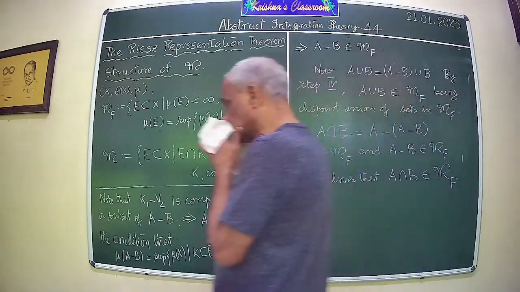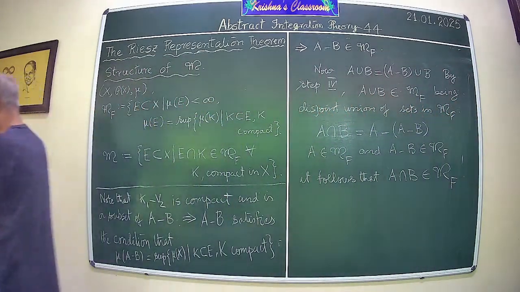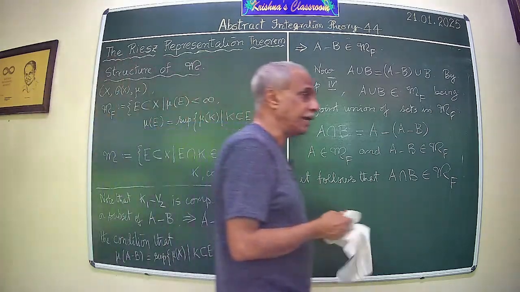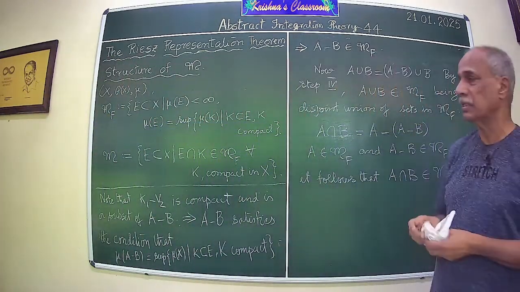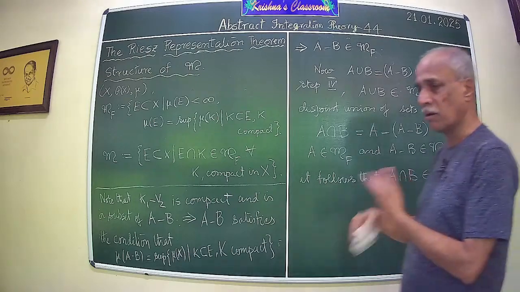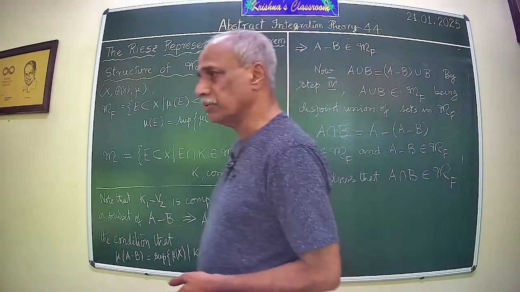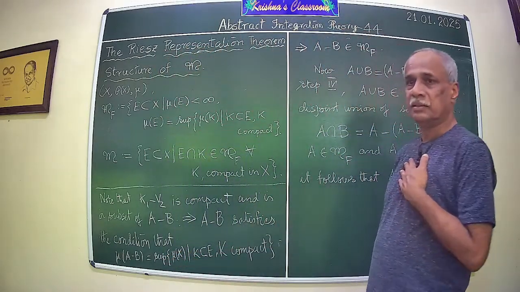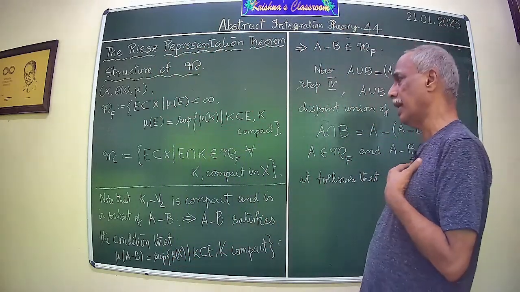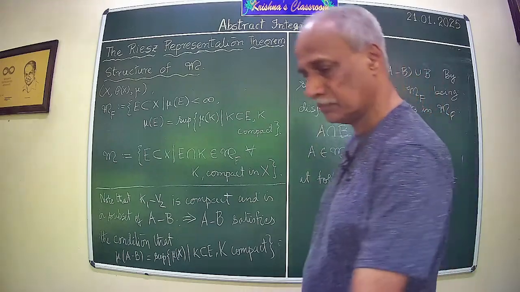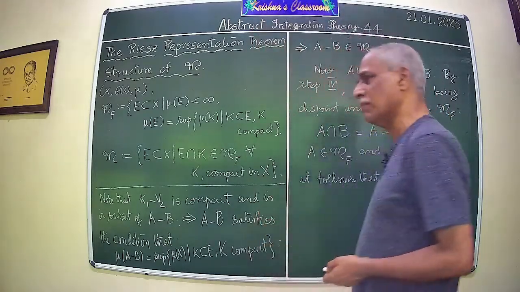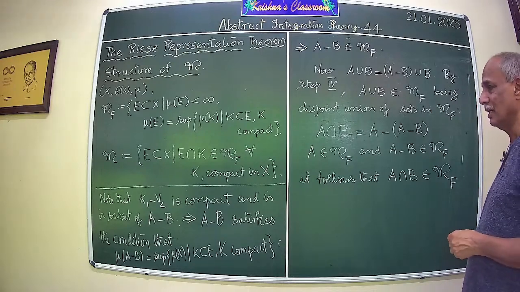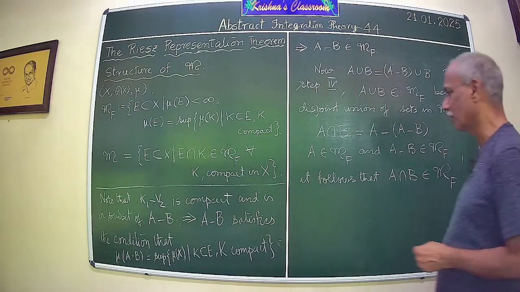So what we observe is that if A and B belong to MF, then A union B, A intersection B, A minus B are all elements of MF, or it is closed under union, intersection and differences. Needless to say that B minus A is also in MF.